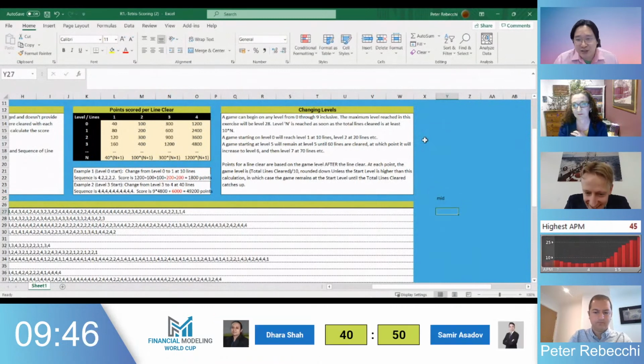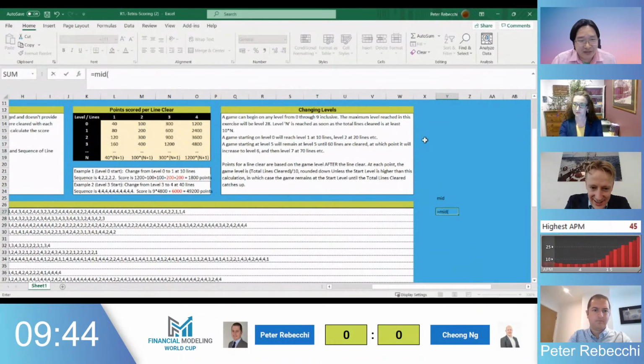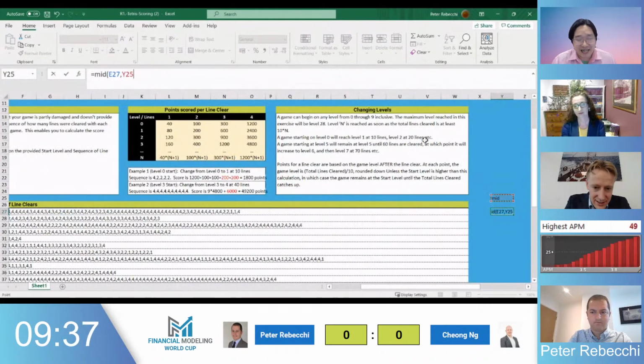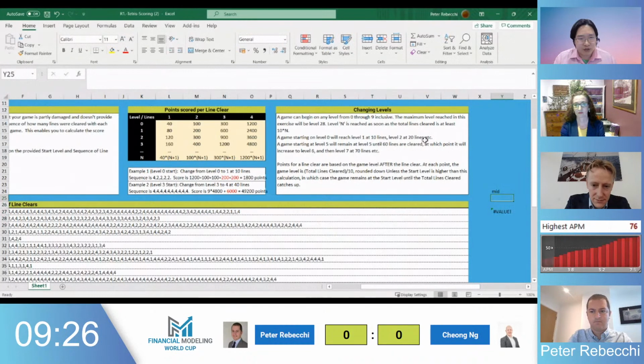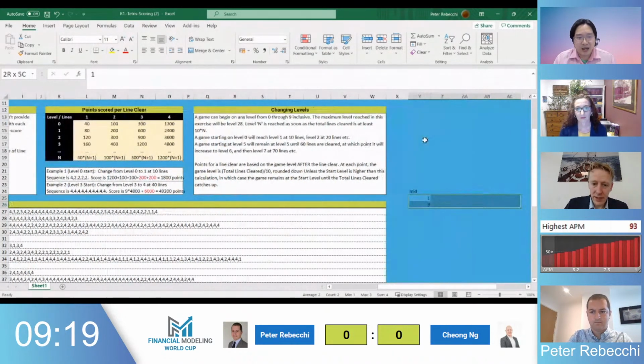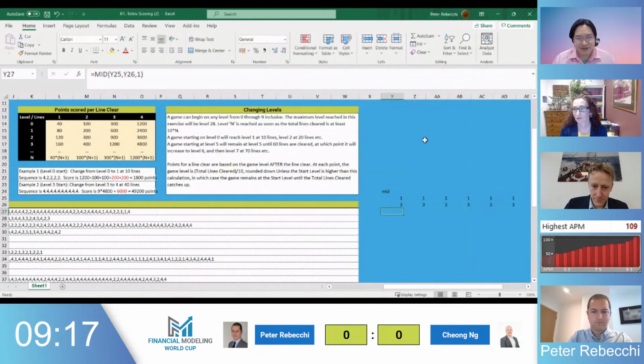So the challenge for this really comes in a couple of phases, right? The first thing they really need to do is parse out all the sequence of line clears, get that out of the way. The second thing they need to do is understand how those line clears create this cumulative total of line clears, so you can work out what level you're at. And then once you've got the level, you can then work out how much each of those line clears is actually worth, and then add it all up. Simple, right? Okay, here's the catch.